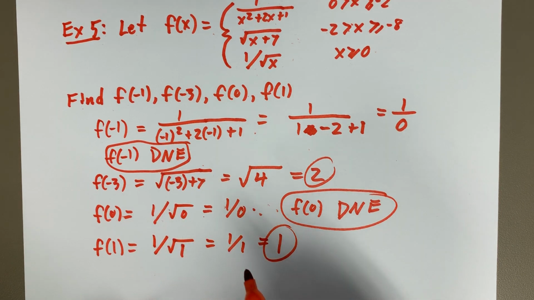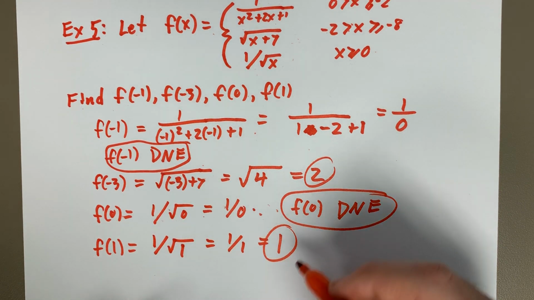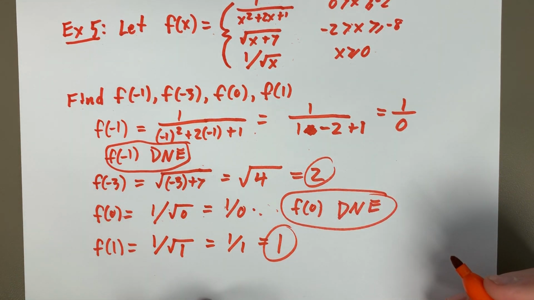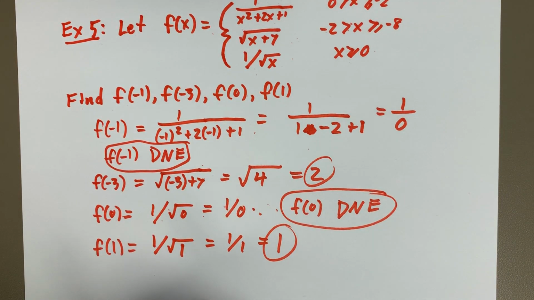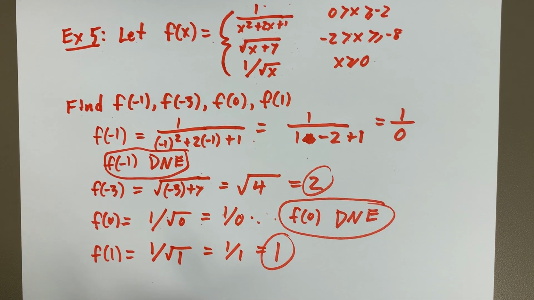So in 2 cases, we had does not exist. In 2 cases, it actually exists and it popped out a number for us. So 4 examples built into one big example number 5. Hopefully you found that helpful. And yeah, that's it for evaluating functions and evaluating piecewise functions. I'll see you in whatever video next that you need help with.